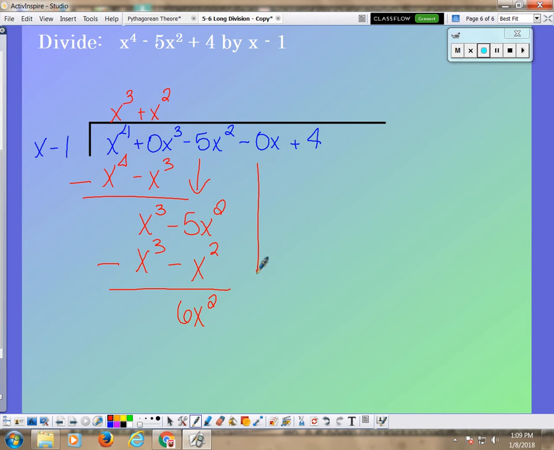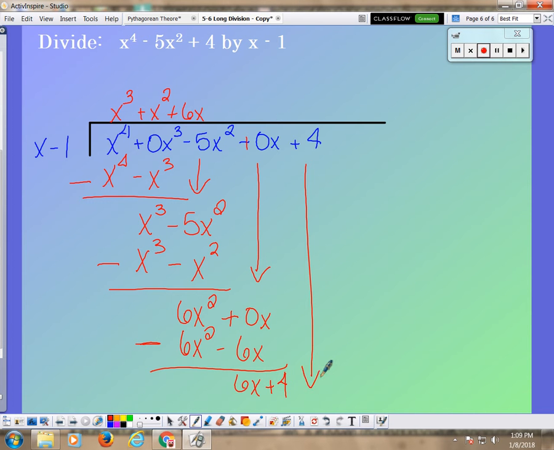I bring down my 0x. You can put a plus or a minus. I don't know why I did minus there. We'll put them as a plus. I'm going to say that has to be multiplied by a plus 6x, which gives me a 6x squared minus 6x. When I subtract here, the front drops out. 0 minus a negative really is 0 plus 6x, so this is 6x plus 4.